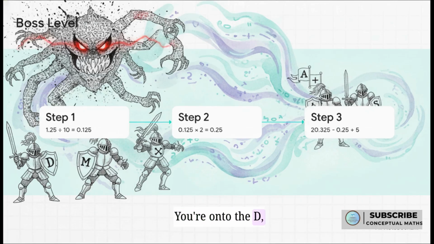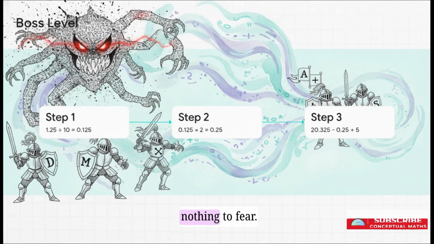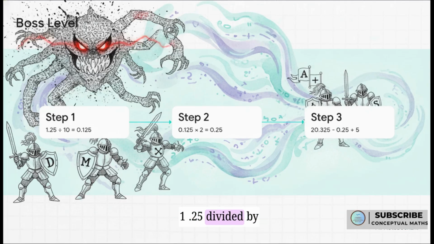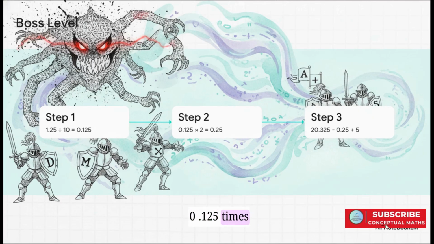Anchor heavily onto the D, M, A, and S of BODMAS, and you have absolutely nothing to fear. First up, division. 1.25 divided by 10 is 0.125. Next, multiplication. 0.125 times 2 is 0.25.